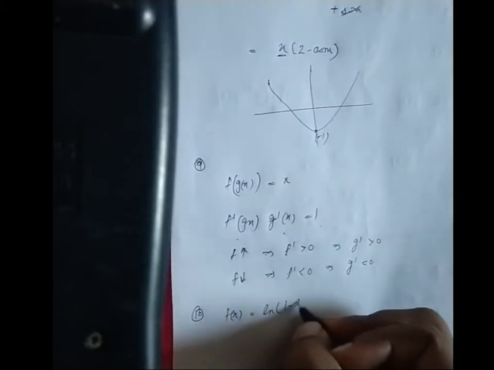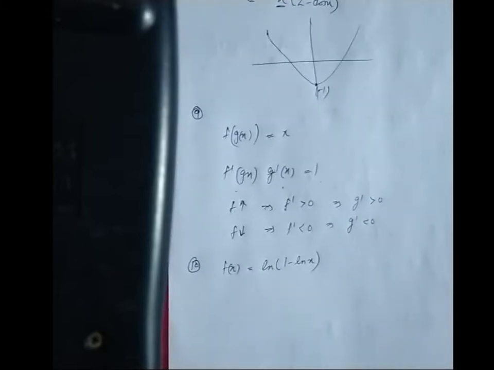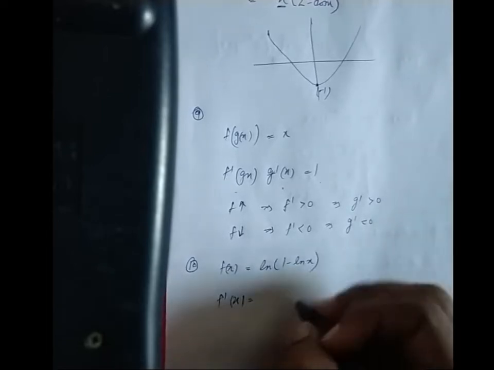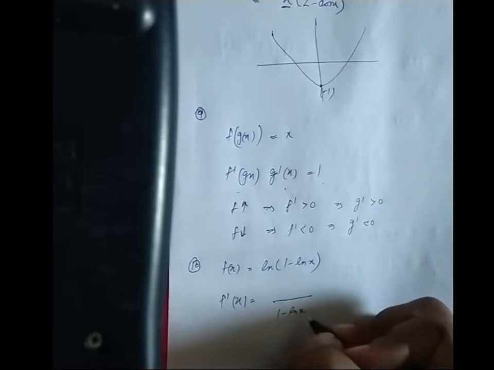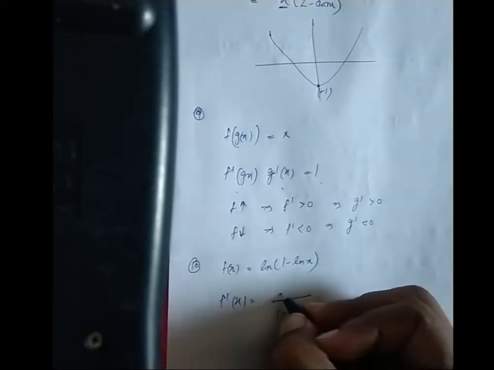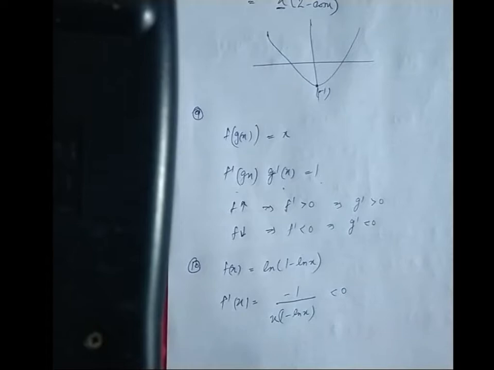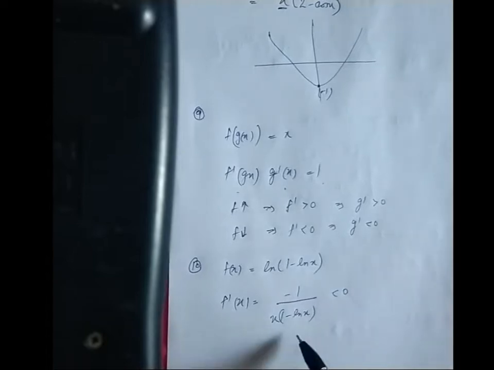f(x) is equal to (1 minus ln x). Okay, so for commenting on its increasing and decreasing nature, we will need to find f dash x. So it would be (1 minus ln x) minus 1 by x. Okay, so if this is less than 0, this will be decreasing. So this thing is always less than 0 within its domain.